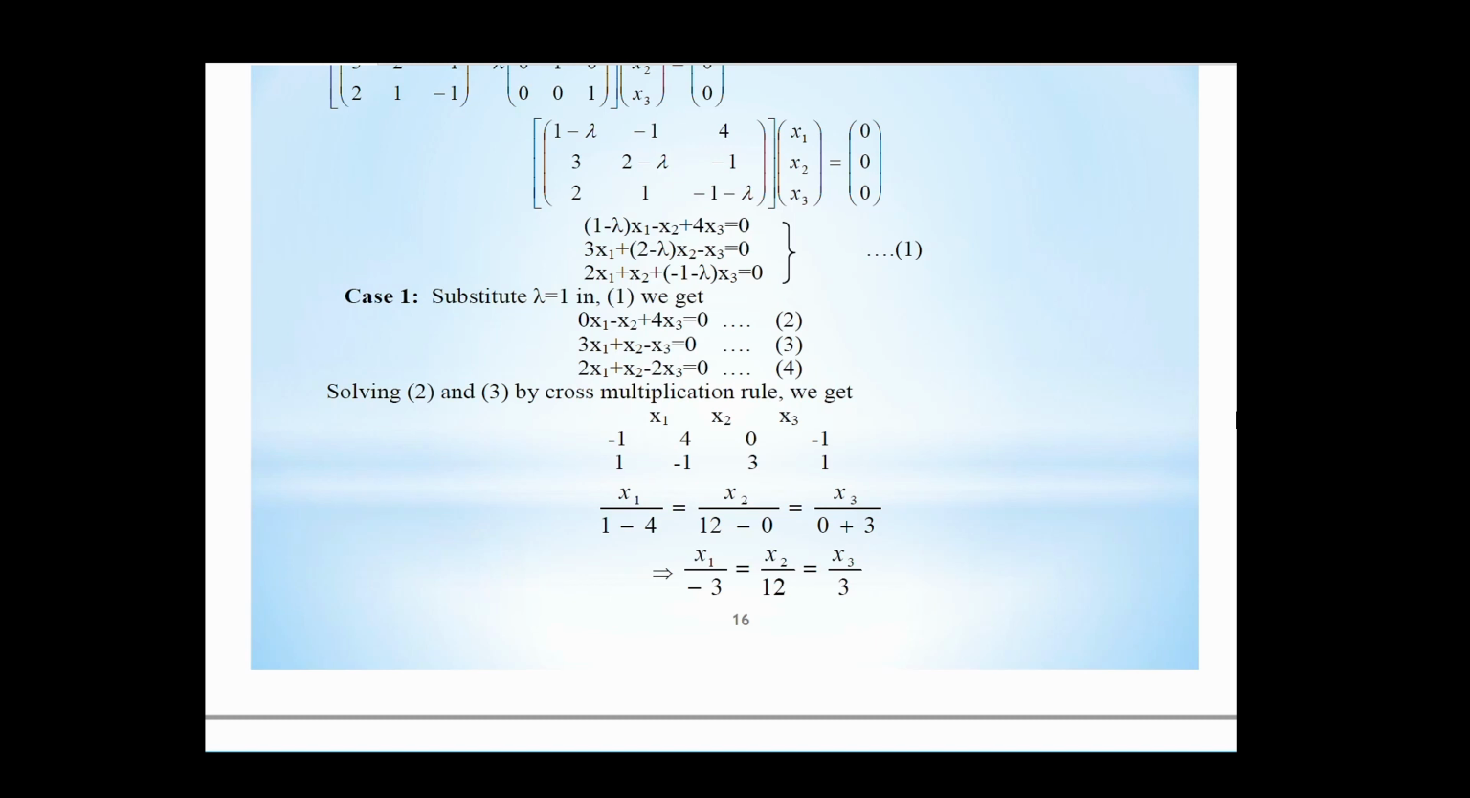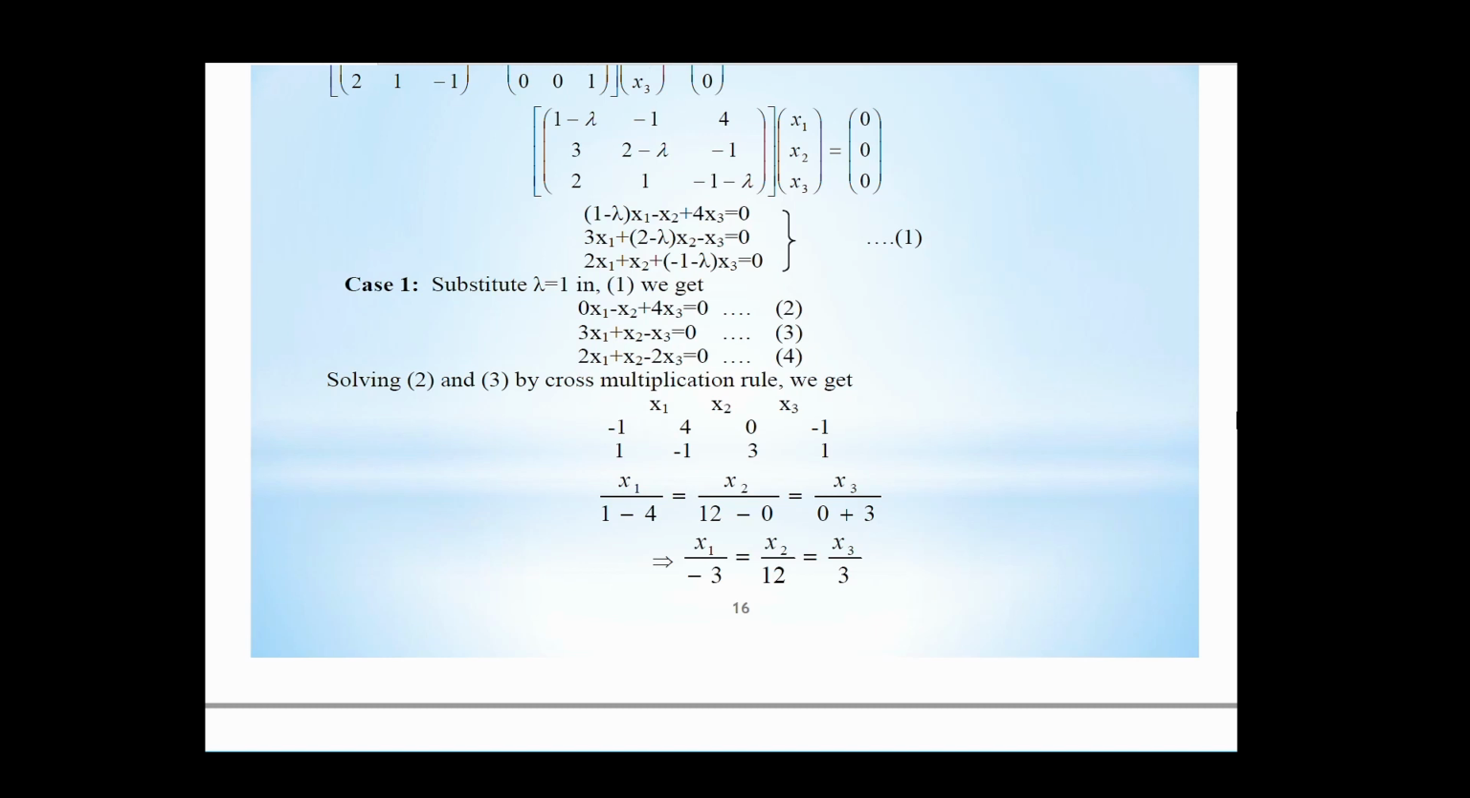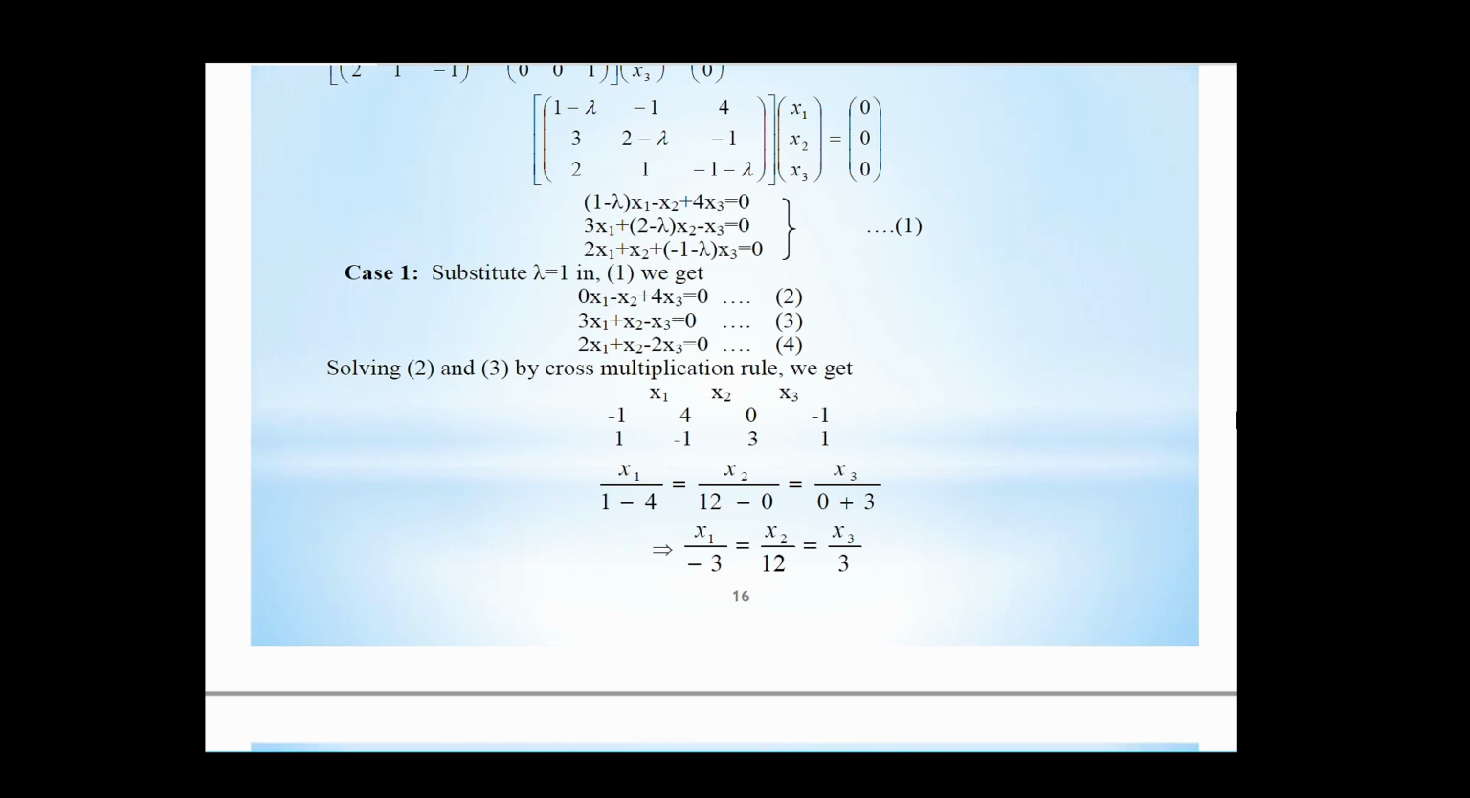So we write the equations from the above matrix equation. We get (1 minus lambda)x1 minus x2 plus 4x3 equal to 0, 3x1 plus (2 minus lambda)x2 minus x3 equal to 0, 2x1 plus x2 plus (minus 1 minus lambda)x3 equal to 0. Now we substitute the corresponding eigenvalues, starting with lambda equal to 1.